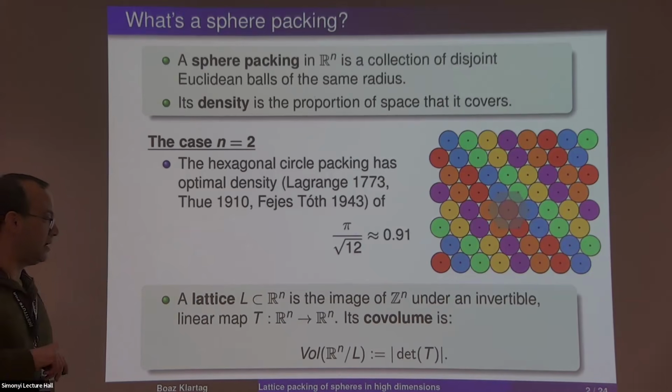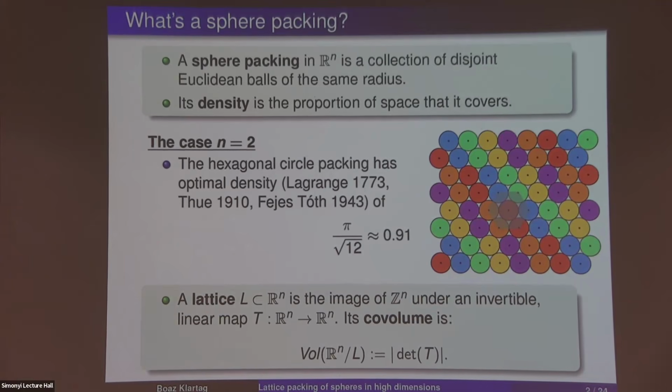In general, any lattice has an important invariant called its covolume. The covolume of a lattice is the volume of the fundamental cell, or if you want, it's the absolute value of the determinant of this linear map T, the image of Z^2. There are many linear maps T that lead to the same lattice, but the absolute value of the determinant is an invariant. It does not depend on the choice of T.